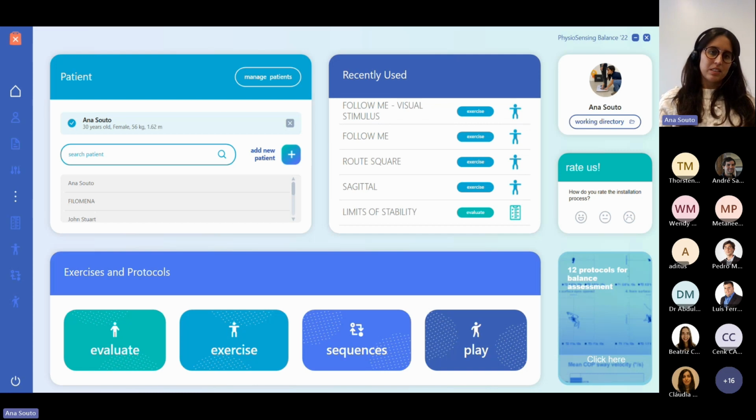Okay, so here is just again for you to see the software interface, the logic of the software. We have different categories of exercises. These ones with visual stimuli, here the protocols training and the load chart. So I'm going to show them to you.